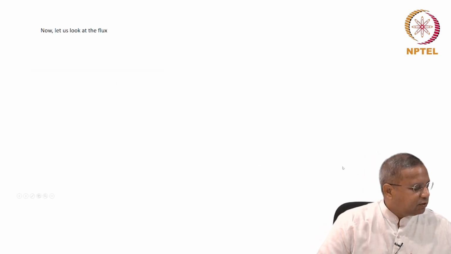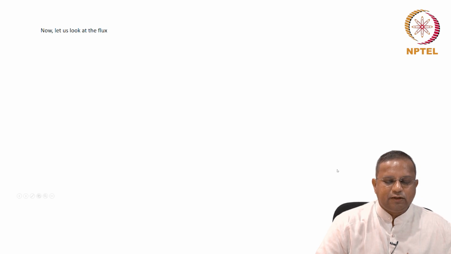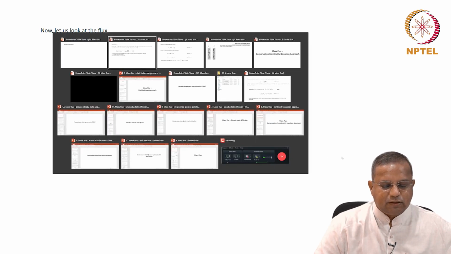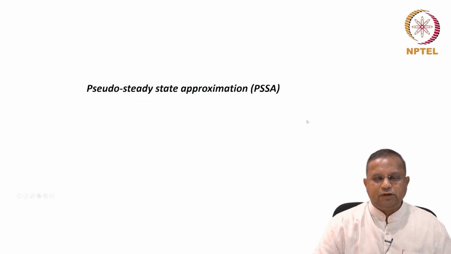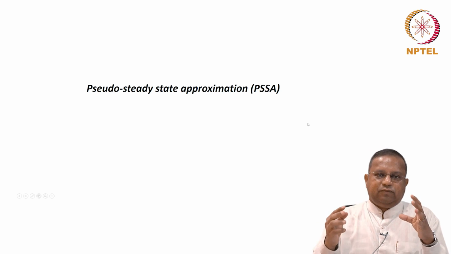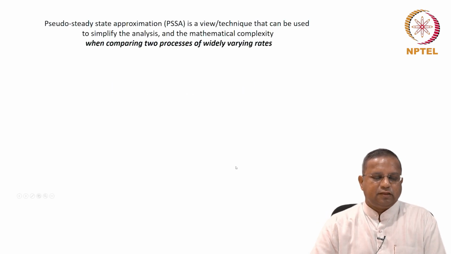Then we finally looked at the pseudo steady state approximation. We said when you have two processes, I think I should spend a little bit of time on this new concept maybe. A pseudo steady state approximation, PSSA, is a view or a technique that can be used to simplify the analysis and mathematical complexity when comparing two processes of widely varying rates. Okay, this is important. This is the only place we could use this.